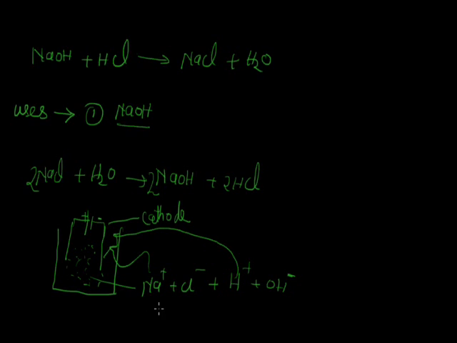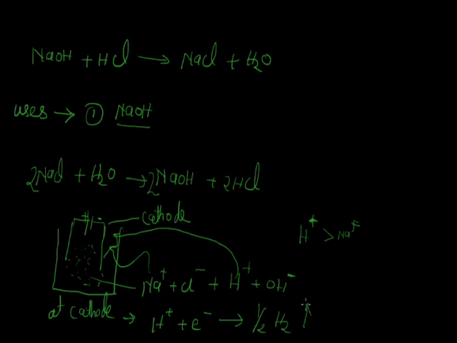Now a competition starts between Na+ and H+ ions, but the speed of the H+ ion is greater than the Na+ ion. That's why the H+ ion first reaches the cathode, accepts one electron and converts into hydrogen gas. So the reaction performed at the cathode is this: at cathode, H+ accepts one electron and converts into hydrogen gas, and Na+ remains in the cell.